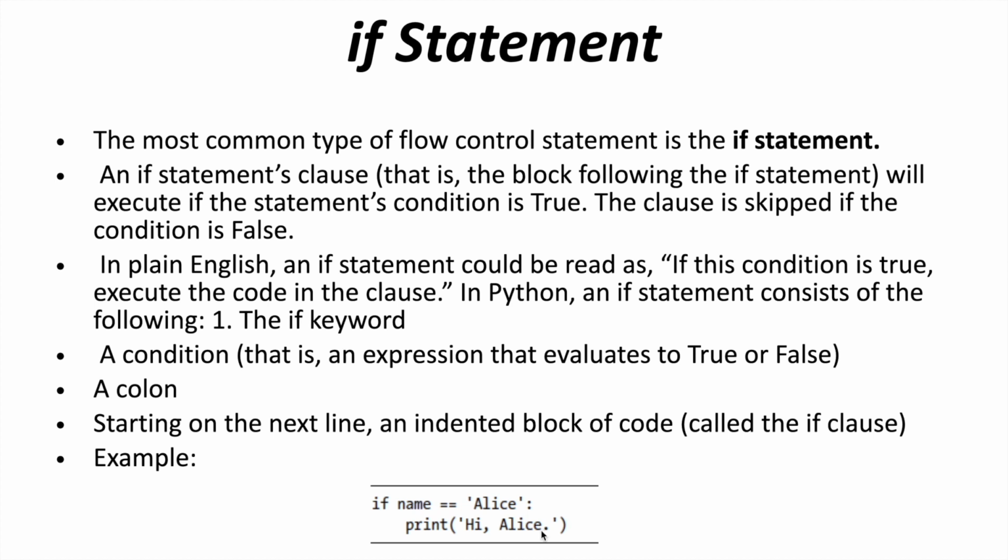Getting my point, guys? This is very simple. If the condition is true, it will execute the block of code. If the condition is not true, it will not execute it; it will be skipped. So according to this example, if name is equal to Alice, print Hi Alice. I hope you are understanding.